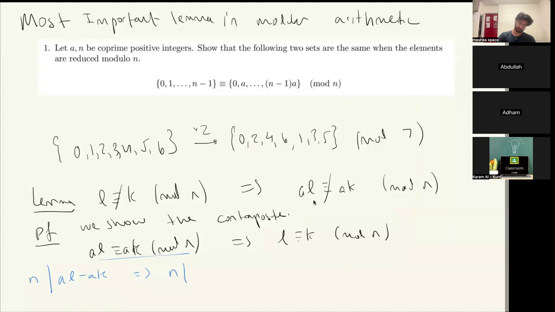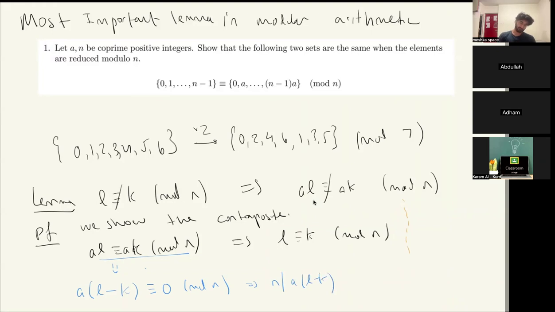You can do it like this. What does this give us? This gives us A times (L minus K) is congruent to 0 mod N. And so it means N divides A times (L minus K).